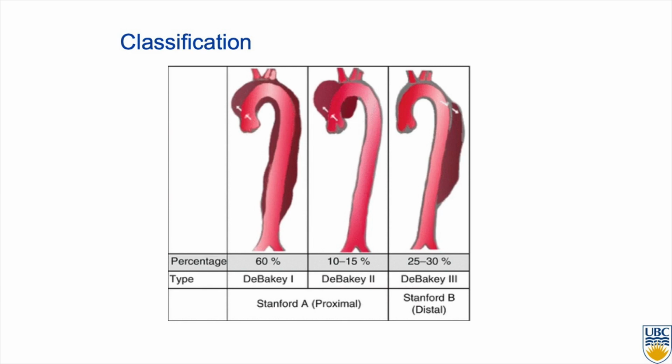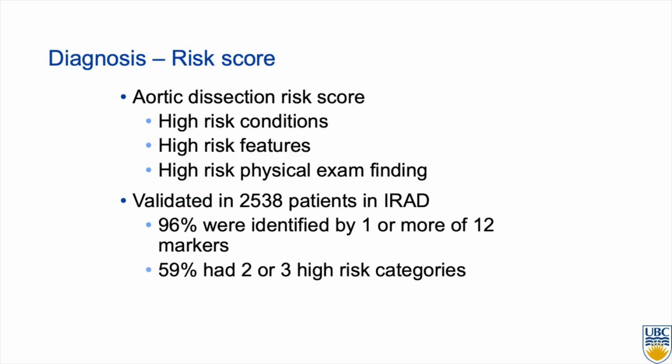The DeBakey classification is divided in DeBakey 1, 2, and 3, the type 1 being the most frequent. DeBakey type 1 characterizes aortic dissections that involve the ascending and the descending aorta. Type 2s involve only the ascending aorta, and type 3s involve only the descending aorta.